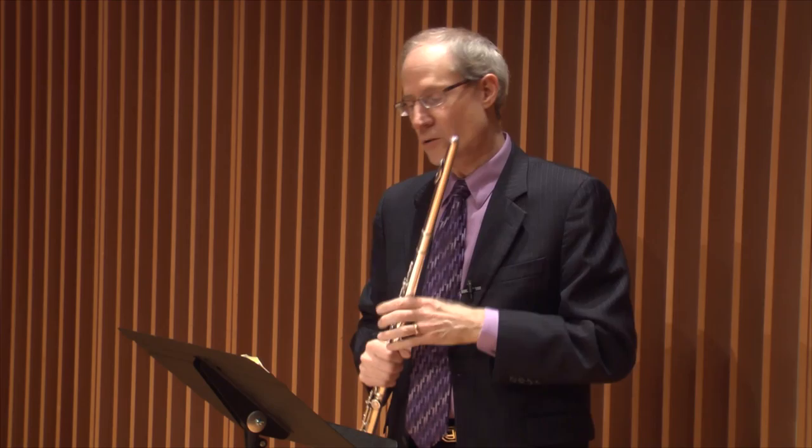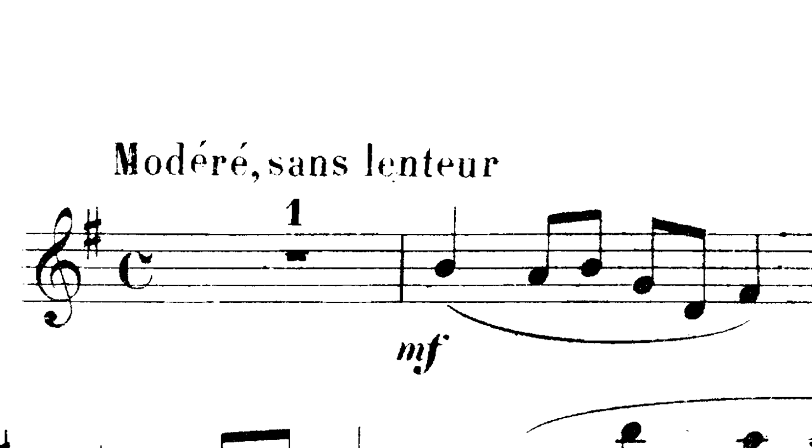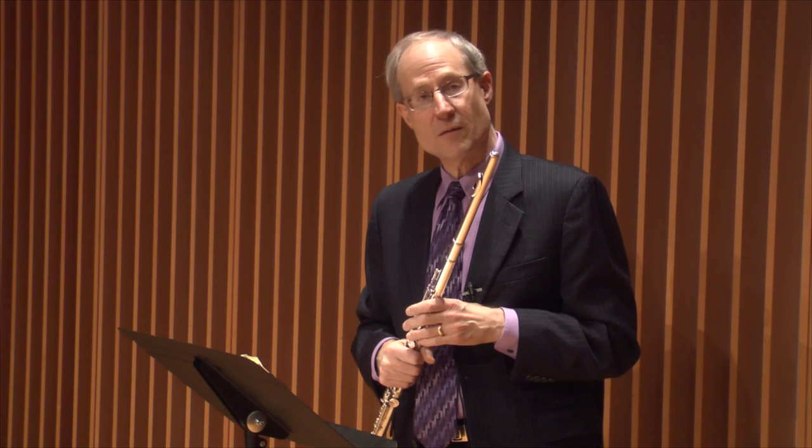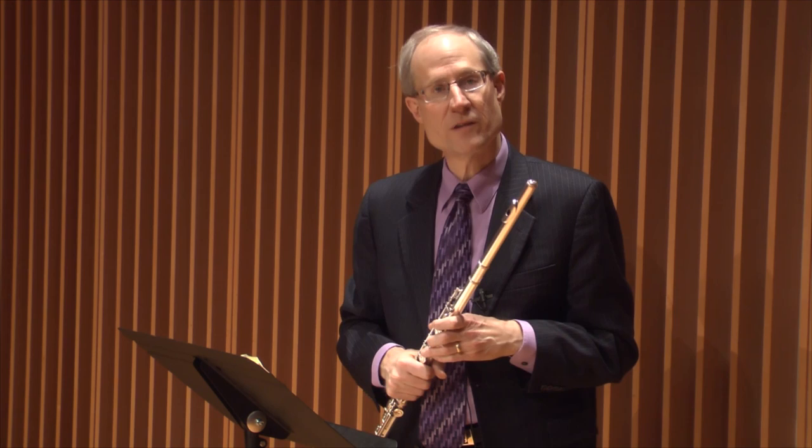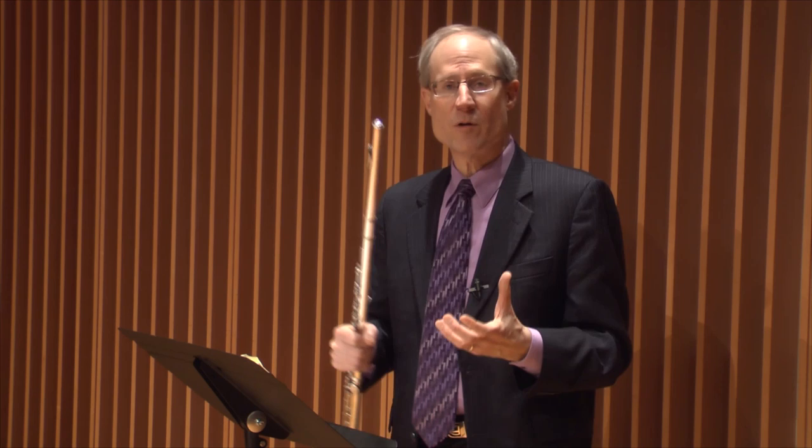And the tempo marking is in French, modéré sans lenteur, which means moderately but not slow. And I like quarter note equals 80 for this tempo. Now, here at the beginning of the piece, we have a wonderful singing theme in the low register. So you have to employ a nice rich sound with vibrato. And I think of myself as a French baritone when I play such a theme in the low register.